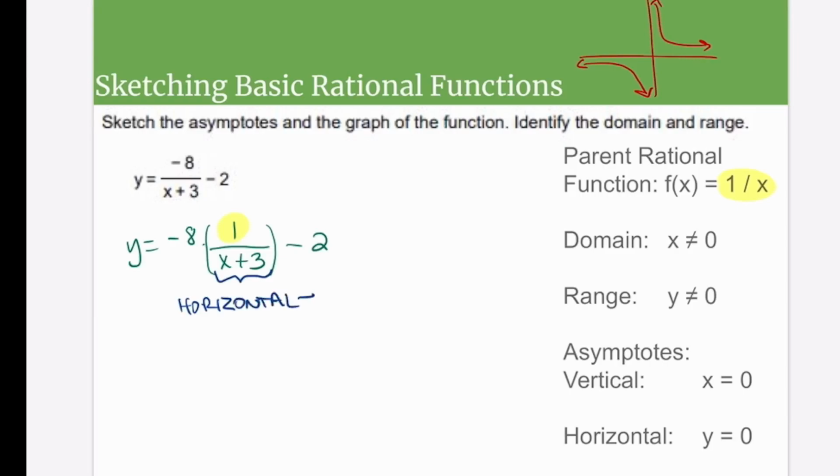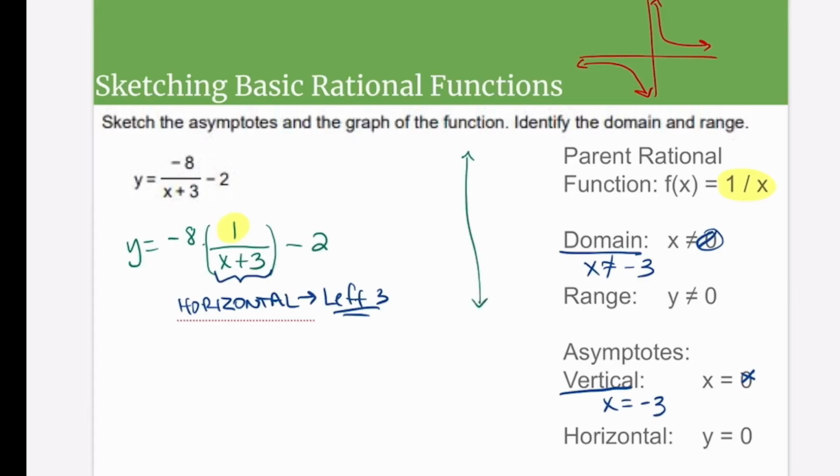Now if that says x plus 3, then we're going to move to the left 3 units. If we're moving left, our domain is going to shift. Instead of 0, x cannot equal -3. That also affects our vertical asymptote. Instead of x equals 0, x is going to equal -3. So I already have my vertical asymptote. So we can draw that.